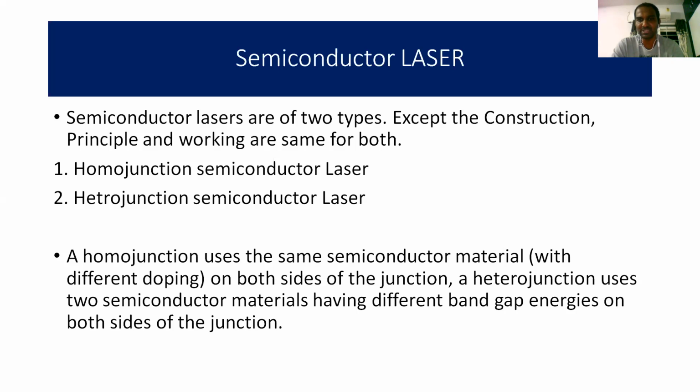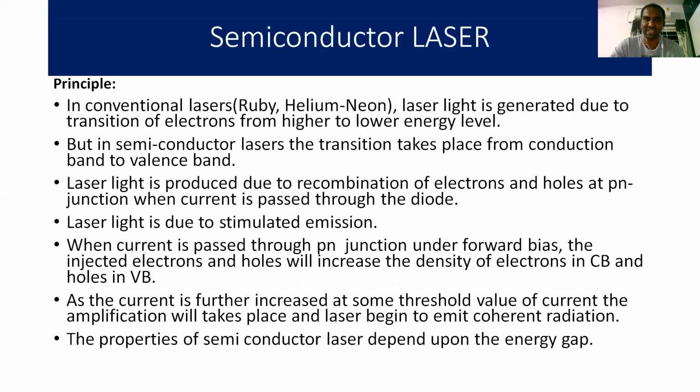A homojunction uses the same semiconducting material with a different doping on both sides of the junction. But a heterojunction uses two semiconducting materials having different band gap energies on both sides of the junction.